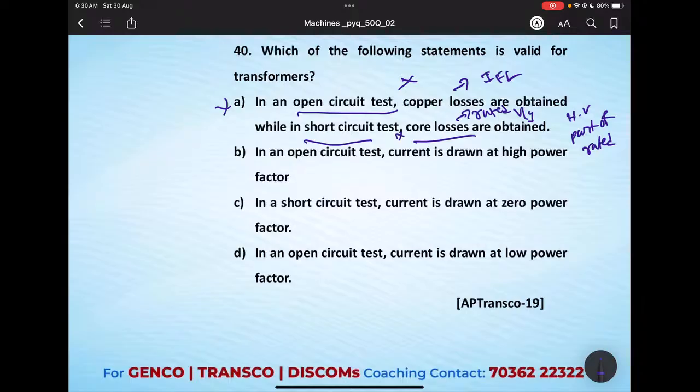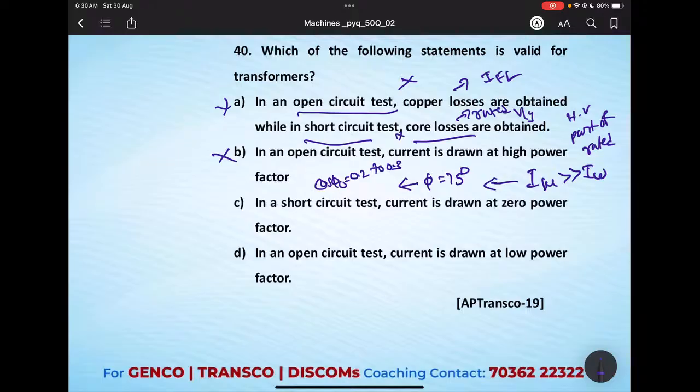Second option: in an open circuit test, current is drawn at high power factor. No, we already discussed that I mu is far greater than IW, which makes the phase angle lagging by near about 75 degrees. So the power factor cos phi naught will be 0.2 to 0.3. So in the open circuit test the power factor is very low. So this option is also wrong.